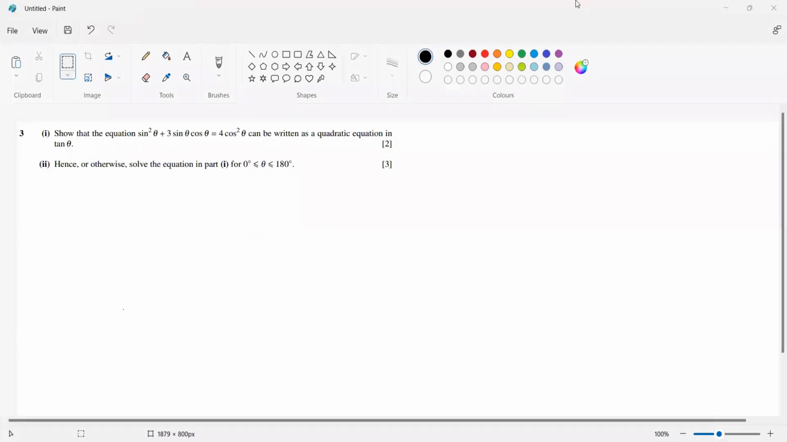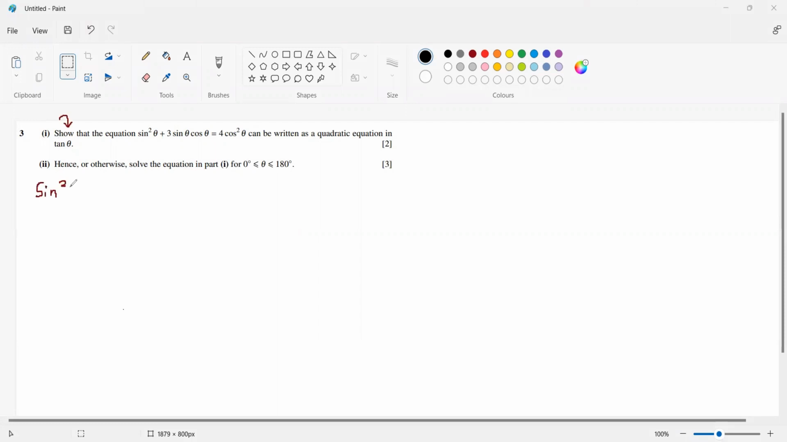Show that the equation sine square theta plus 3 cos theta sine theta, or the other way around, is equal to 4 cos square theta can be written as a quadratic equation in tangent theta. Okay, let's begin. So how do we show? Show is like a proof question.